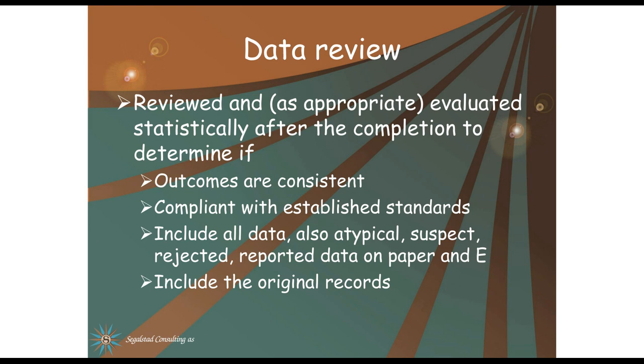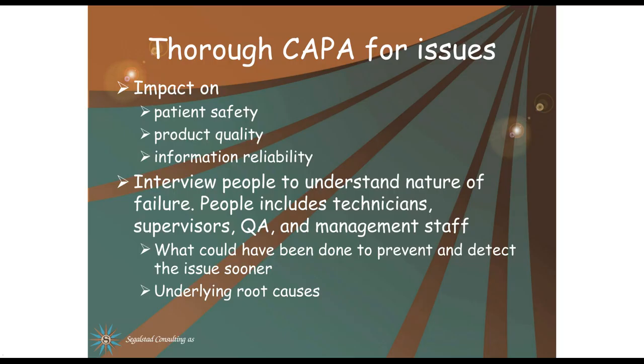The review and, as appropriate, evaluated statistics after the completion to determine if the outcomes are consistent, if they're compliant with established standards. They include all data, also atypical, suspect, rejected, reported data on electronic data, include the original records. The main difference from 21 CFR Part 11 work we did around 2000 was that 21 CFR Part 11 was a job to be done. Data integrity is, unfortunately, an ongoing, never-ending task. It's a lifestyle more than a job.